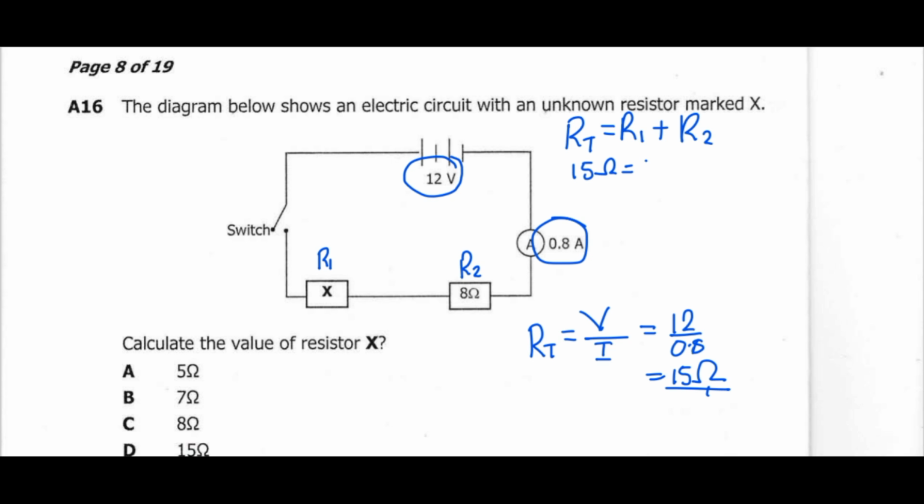Then resistor 1 is what we are solving for, so we just put X, plus resistor 2, which is 8. If we collect the like terms, this will be 15 ohms minus 8 ohms equals X. 15 minus 8 gives us 7 ohms. This makes sense because 7 plus 8 gives us 15, which was the total. So the answer is B.